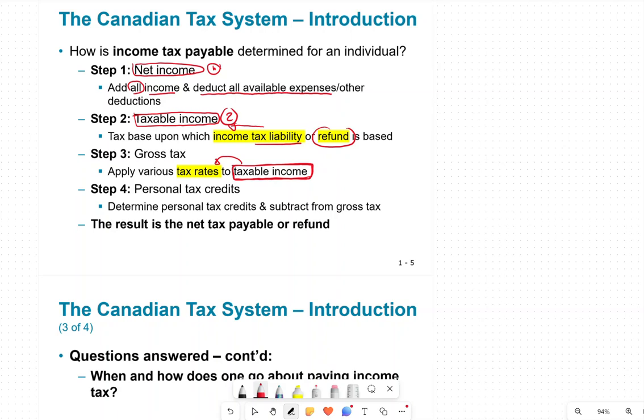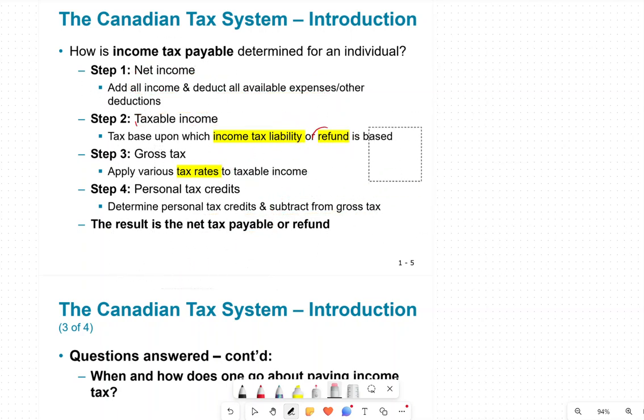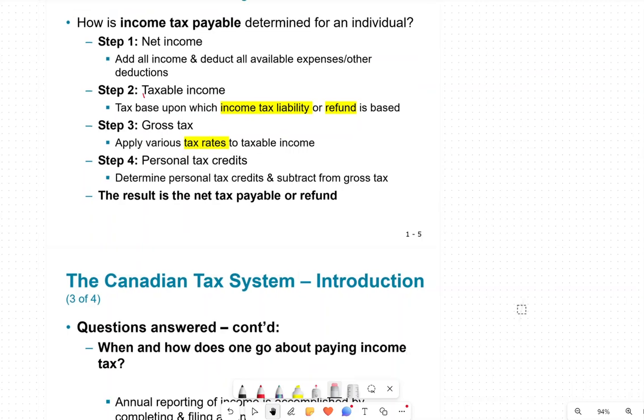Once you've done your liability, what we need to do is calculate any tax credits, and we subtract them from the gross tax. Either we have a positive number or we have a negative number. If you owe money, then it will be a tax payable, and if you're going to get money back, we call it a refund from the government. You either pay or you get a refund.